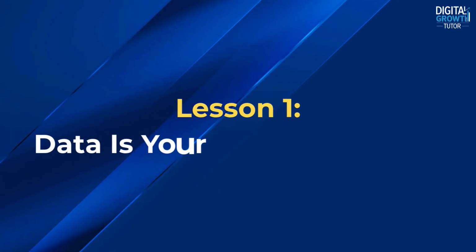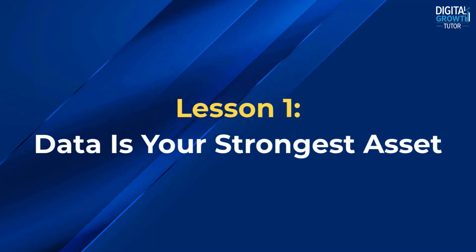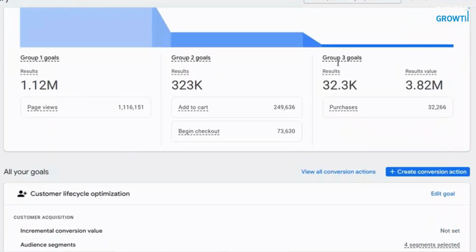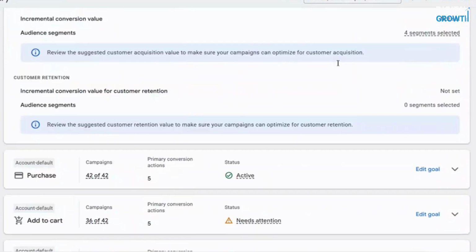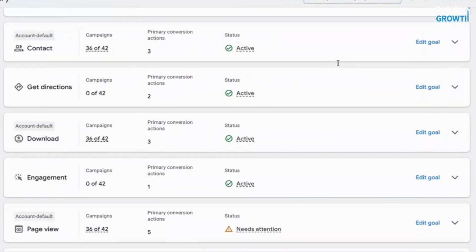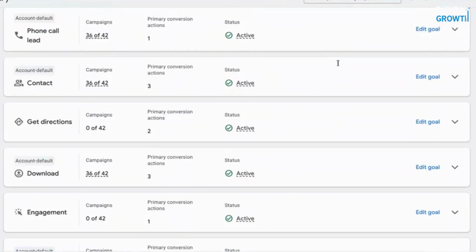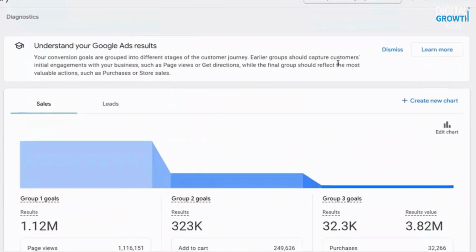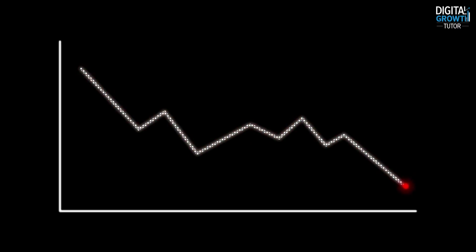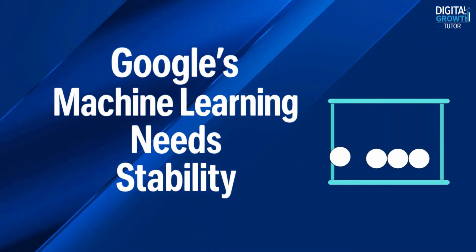Lesson 1. Data is your strongest asset. Google's algorithm is powerful, but it's only as good as the data you feed it. When I first started managing large campaigns, I made the mistake of changing things too often, tweaking headlines, adjusting bids, turning campaigns on and off every few days, and guess what? The performance tanked. Over time, I learned that Google's machine learning needs stability.